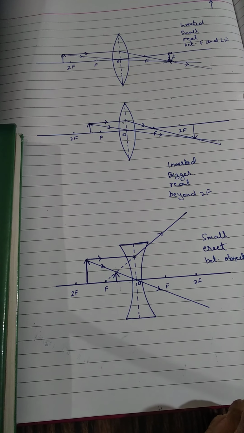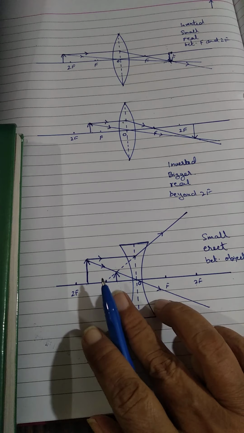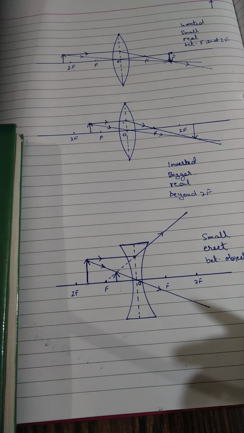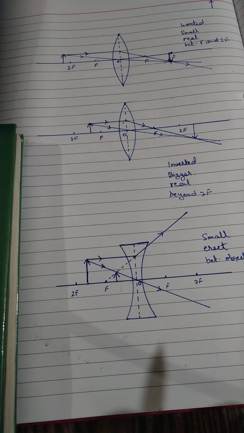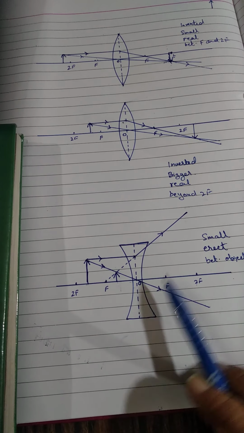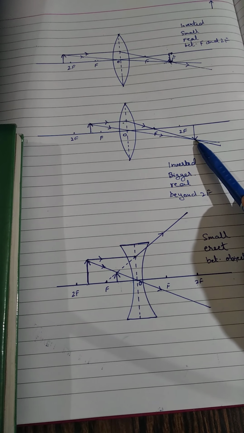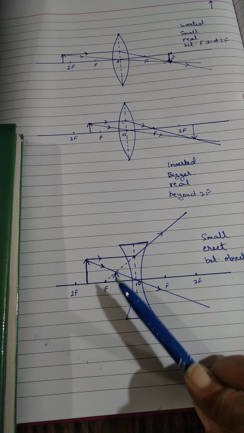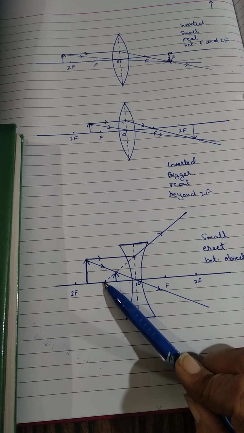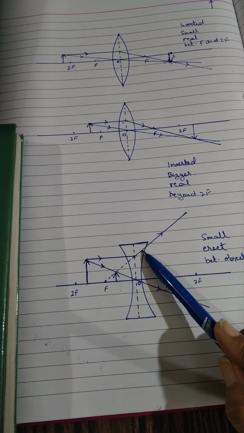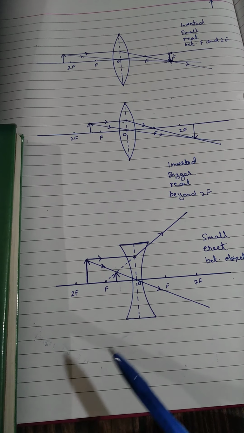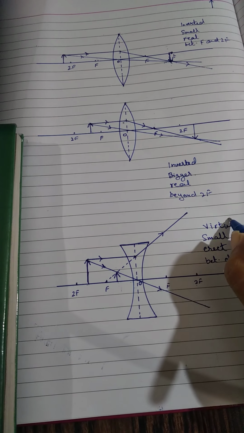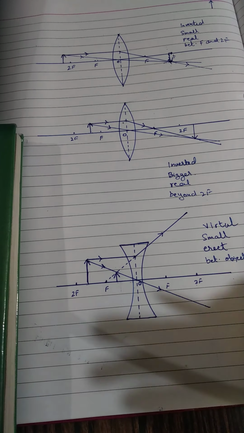The last important thing is that this is an image which is not produced by actual meeting. Here there is actual meeting of the refracted rays. Here there is not an actual meeting of the refracted rays. This is the produced ray, refracted rays in this direction. So since this is not the actual meeting, we will say that this image is virtual. This is a virtual image.